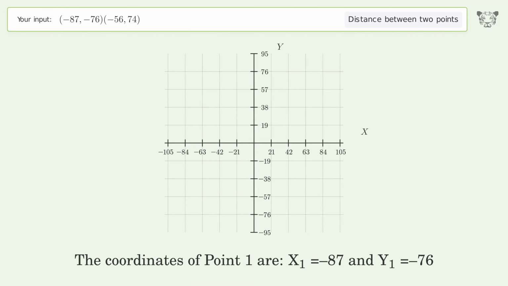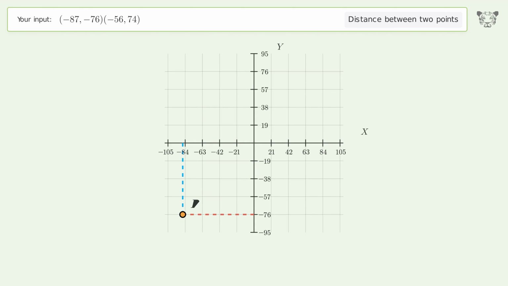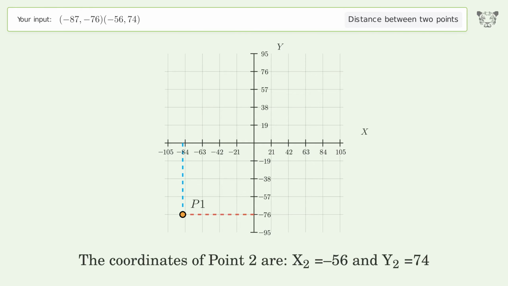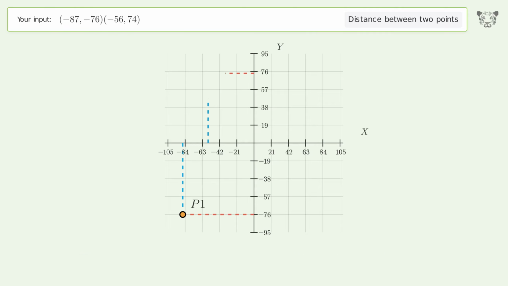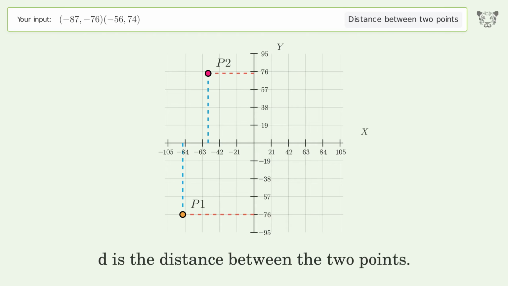The coordinates of point 1 are x1 equals -87 and y1 equals -76. The coordinates of point 2 are x2 equals -56 and y2 equals 74. D is the distance between the 2 points.